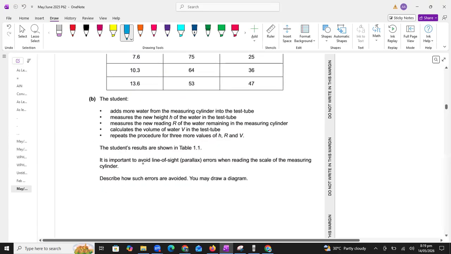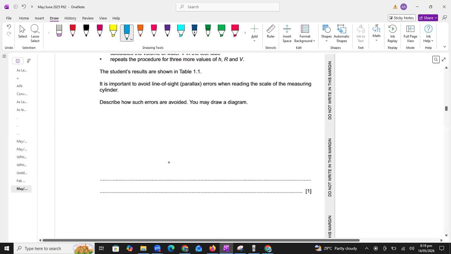Now they are saying it is important to avoid line of sight parallax errors when reading the scale of the measuring cylinder. Describe how such errors are avoided. You may draw a diagram. So students, how can we avoid the parallax error? While taking a measurement from any instrument, we have to avoid the parallax error. It means we have to keep our line of sight perpendicular to the scale. Exactly. Line of sight perpendicular to the measuring instrument.